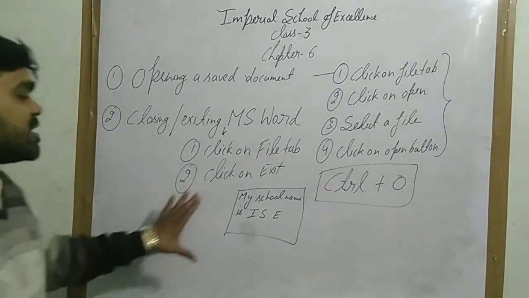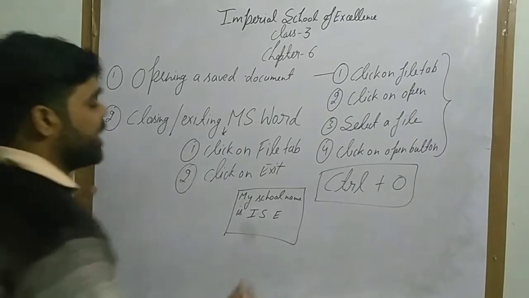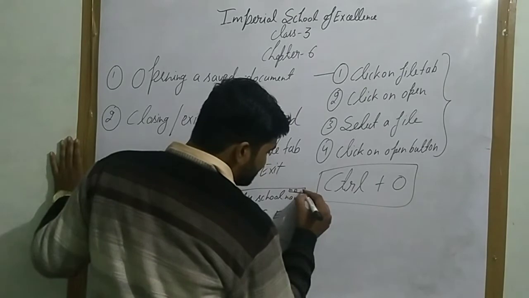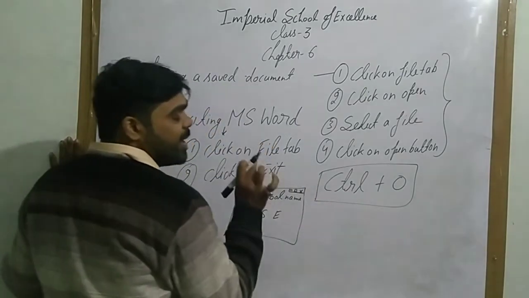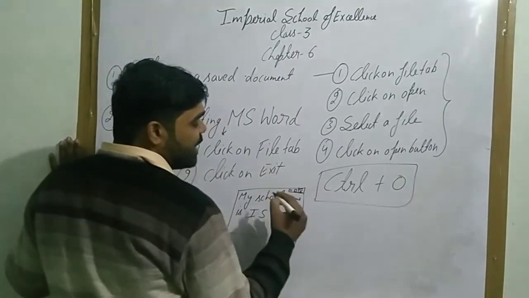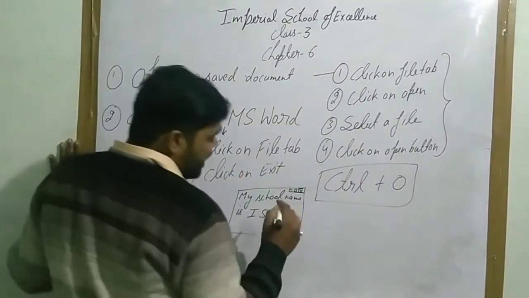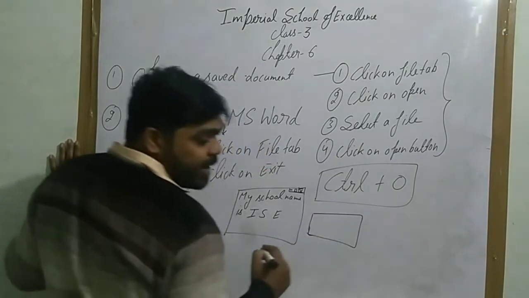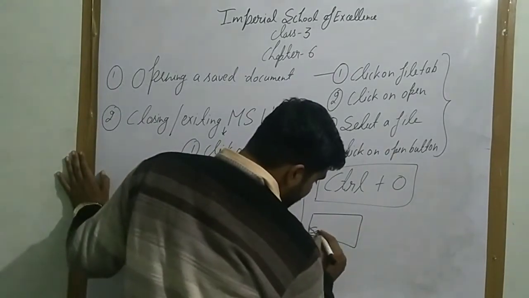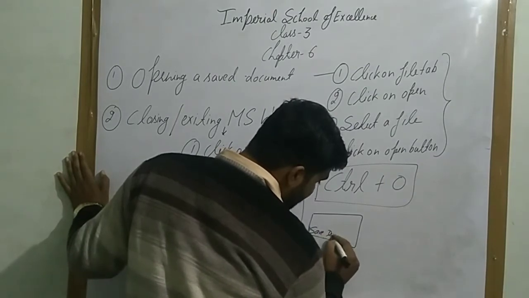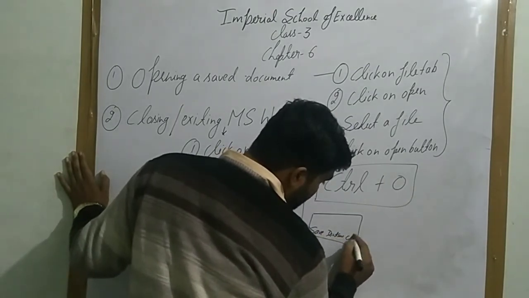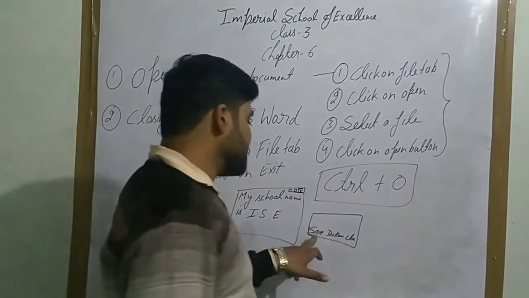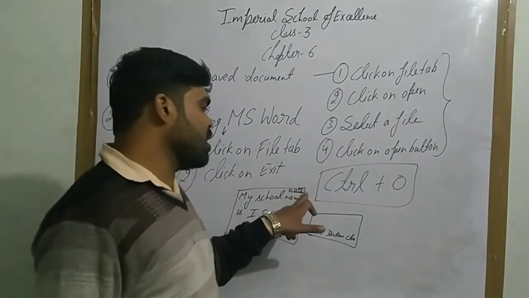Then if you want to close this, you can see there are three buttons given: minimize, maximize and close. If you click here on the close button, which is red in color, you can see a box will appear in front of you like this. Save, Don't Save and Cancel. These three options will be shown to you if you click on this.